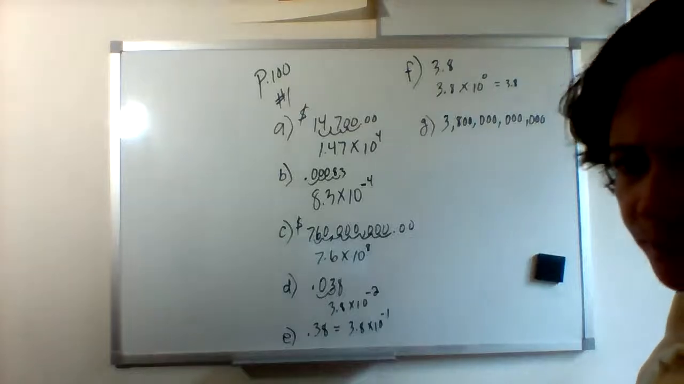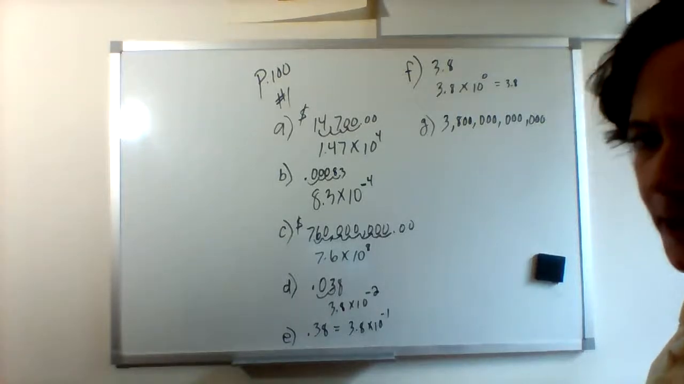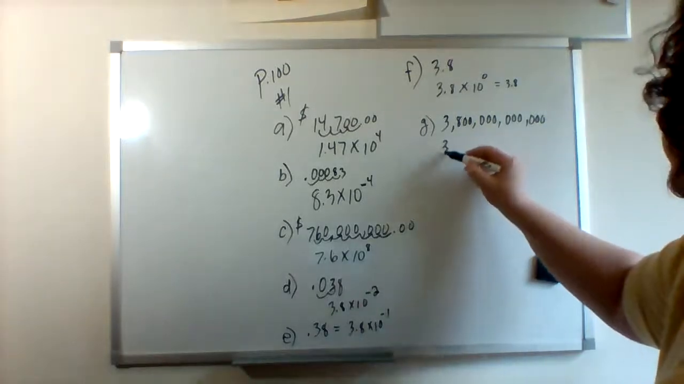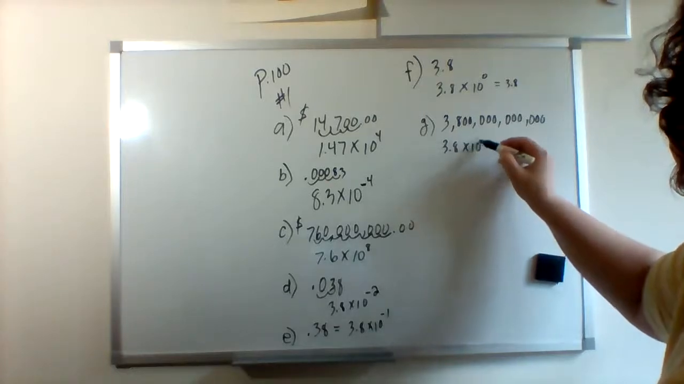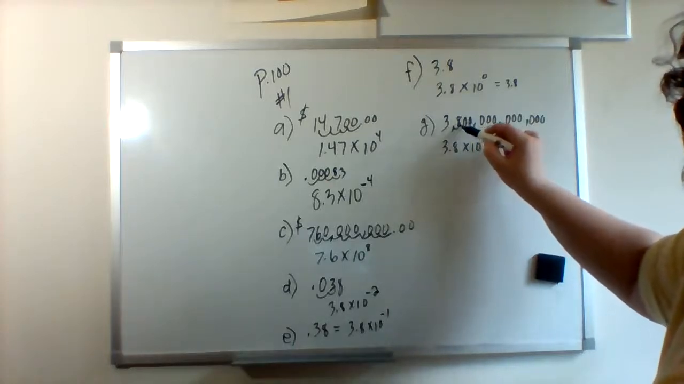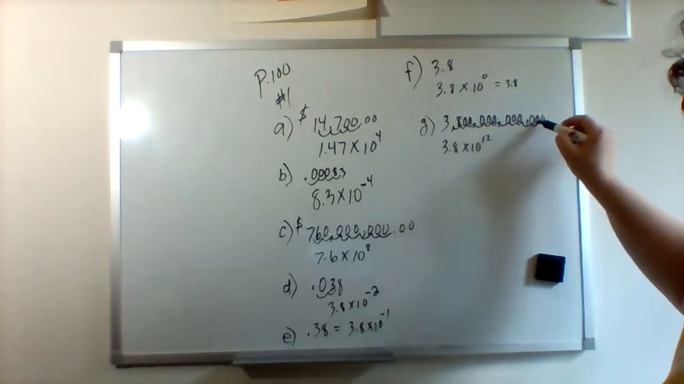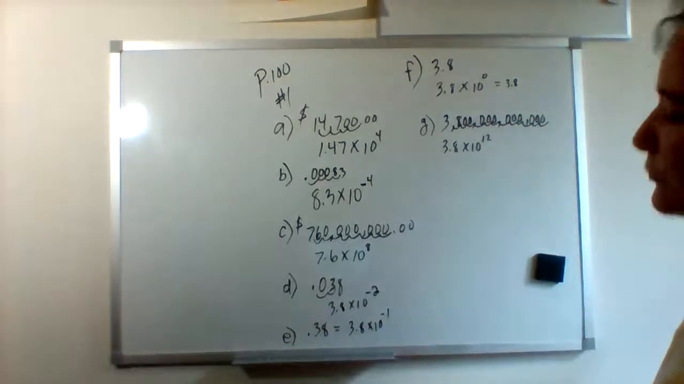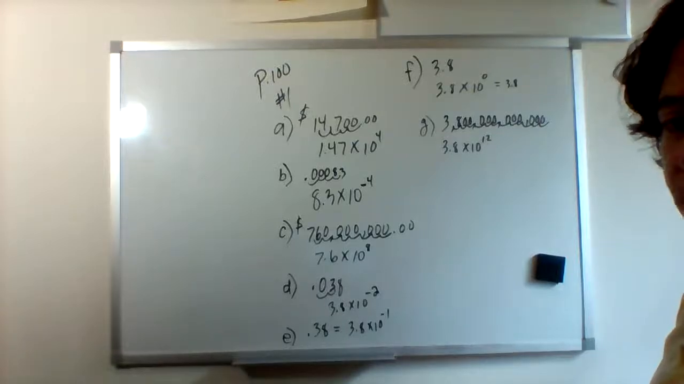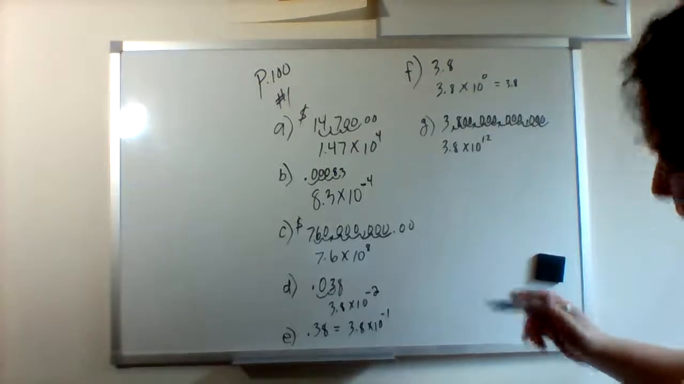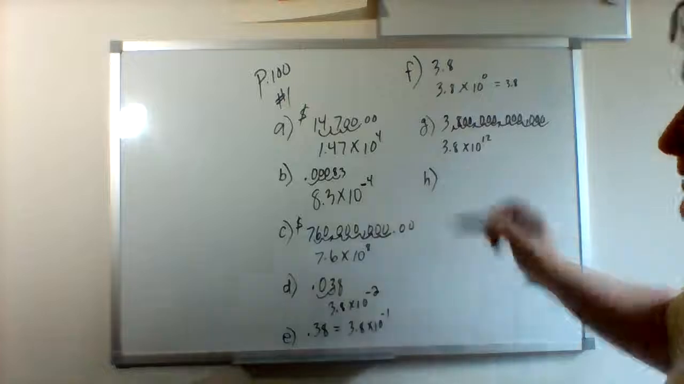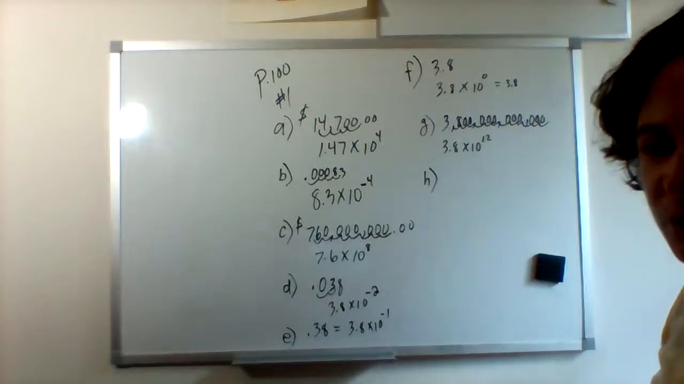Okay, what do you think? 3.8 and then the exponent is 12. All right, let's try it. 1, 2, 3, 4, 5, 6, 7, 8, 9, 10, 11, 12. All right, man, you're on a roll. All right, last one. Let's see if you can keep your streak.